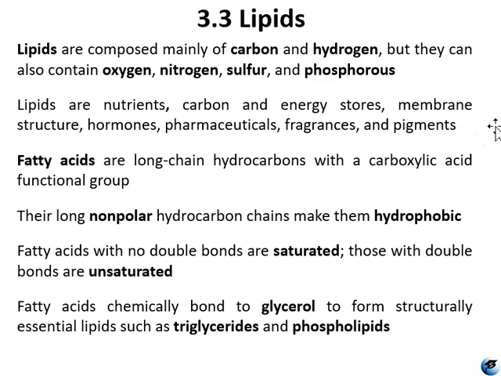Lipid molecules consist mainly of repeating units called fatty acids. Fatty acids may be saturated or unsaturated depending on the proportion of hydrogen atoms that they contain. Animals store fat as saturated fatty acids. Plants store fat as unsaturated fatty acids. Lipids are composed mainly of carbon and hydrogen, but they can also contain oxygen, nitrogen, sulfur, and phosphorus.